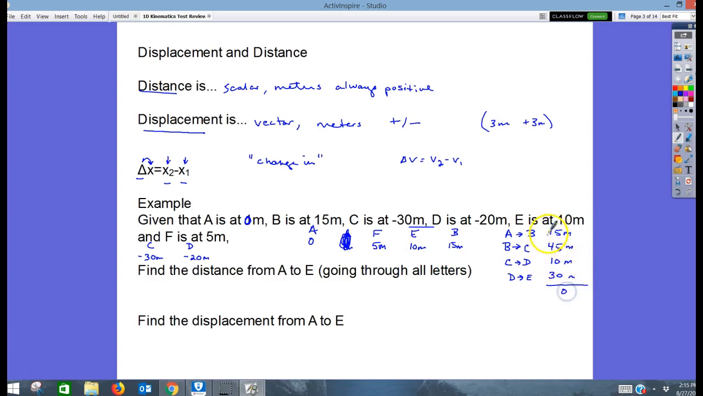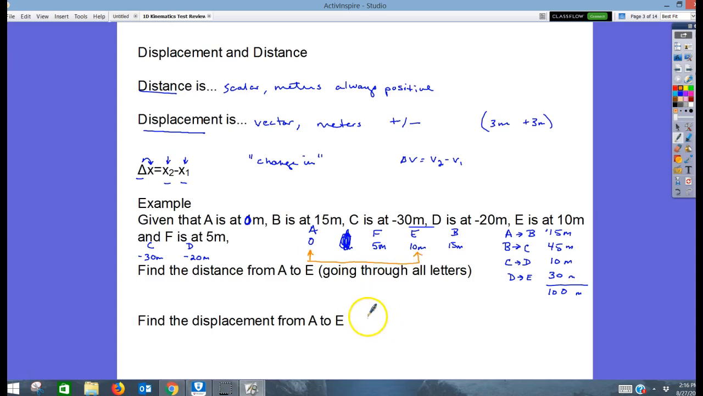5 and 5 is 10, carry my 1, 1, 2, 3, 4, 5, 6, 7, 8, 9, 10. So that's 100 meters. So if I walk from A to E, alphabetically, A, B, C, D, E, then this is my distance, but my displacement is quite different. My displacement from A to E is simply how far it is from my beginning point to my ending point.